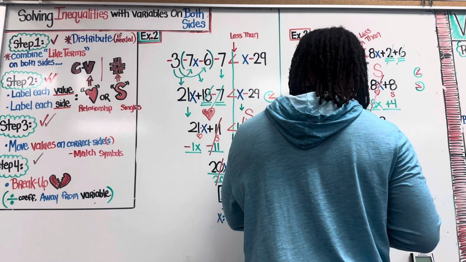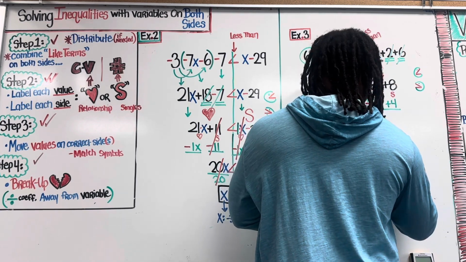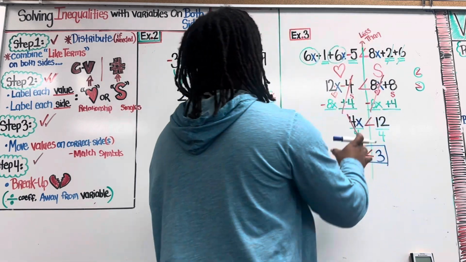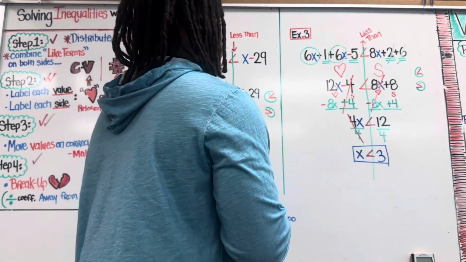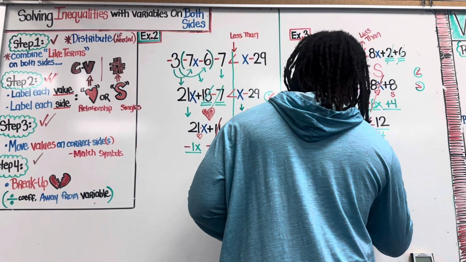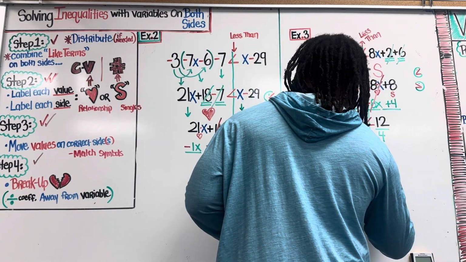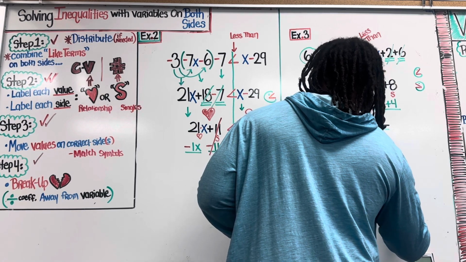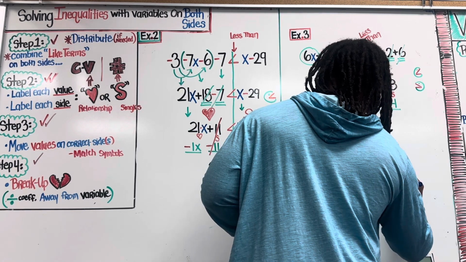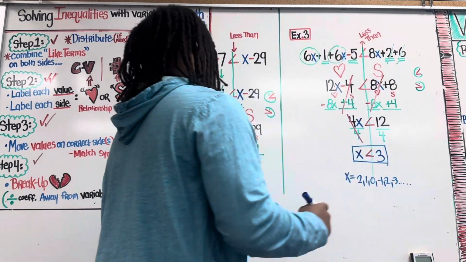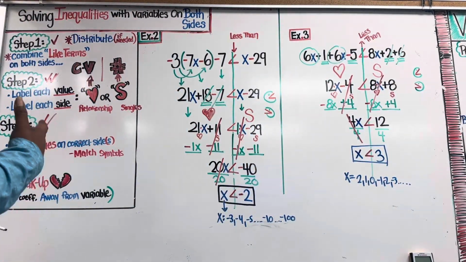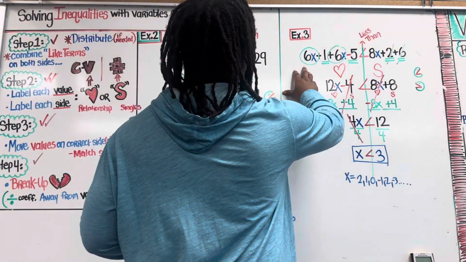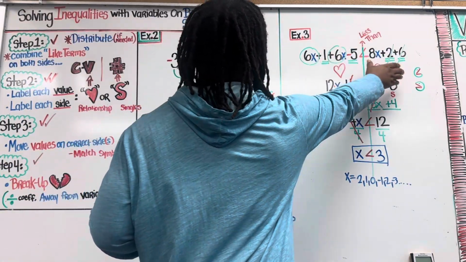So x can be any value that's less than 3. In order to make this whole thing true, x can be any value that's less than 3. So x can potentially be 2, 1, 0, -1, -2, -3, and so on, right? Any value that's less than 3, x can be, in order to prove that this inequality is true, that this side is less than that side.